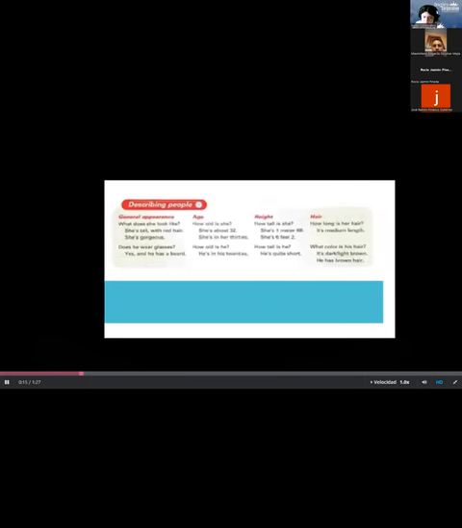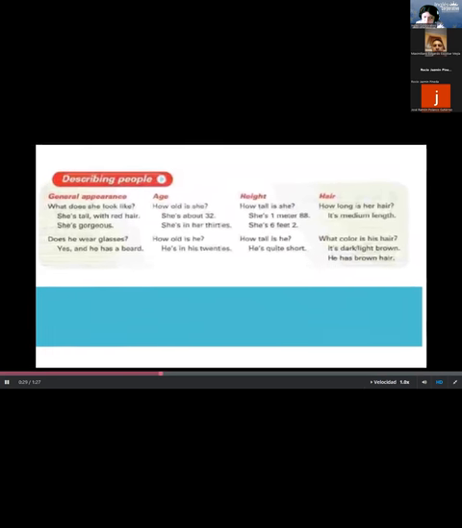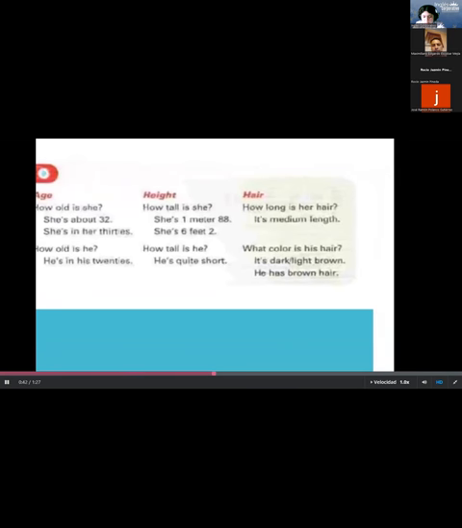Describing people. General appearance. What does she look like? She's tall with red hair. She's gorgeous. Does he wear glasses? Yes, and he has a beard. Age. How old is she? She's about 32. She's in her 30s. How old is he? He's in his 20s. Height. How tall is she? She's 1.88 meters. She's 6'2". How tall is he? He's quite short.